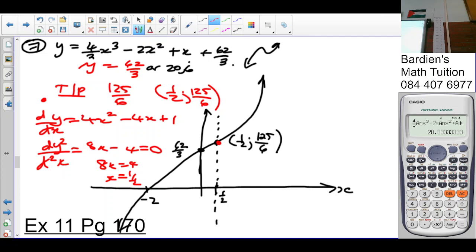Okay. Then the next question says, discuss with reason the concavity. Let's look at the concavity of this graph. On the side of the graph, this is concave down.